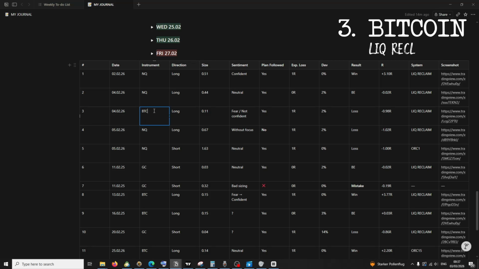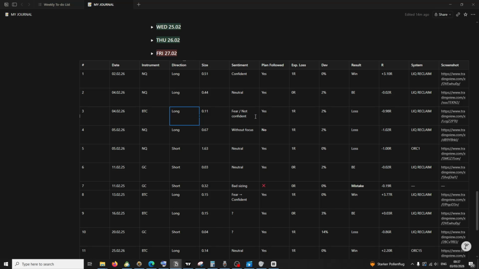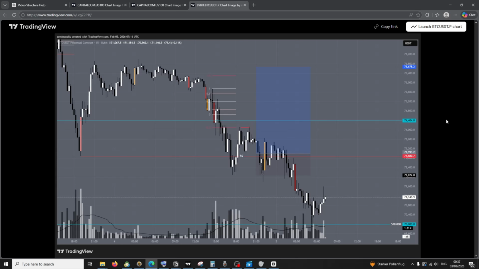Third trade, that's BTC, a long position, and here we have fear, not so confident, plan followed though, expected loss 1 hour, deviation under 10%, pretty good, and it resulted in a loss. Almost a 1 hour loss. The setup is the same system, liquidity reclaim. I understand now why I had fear and why I was not so confident.